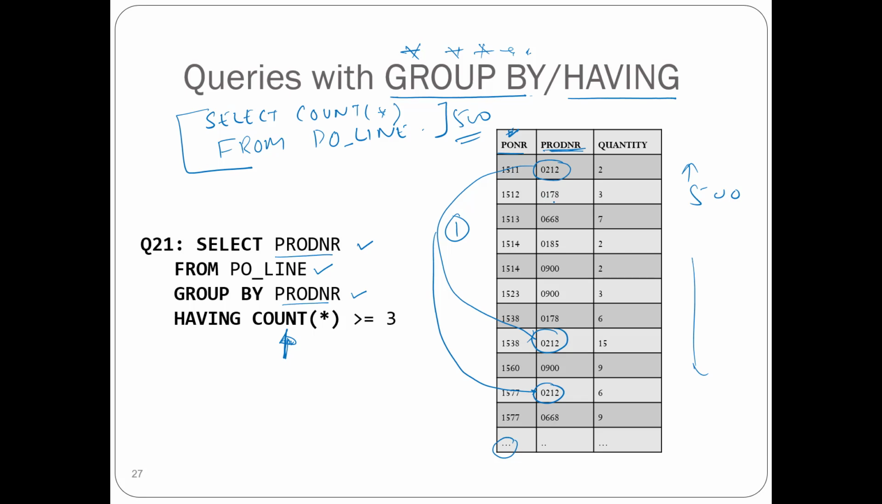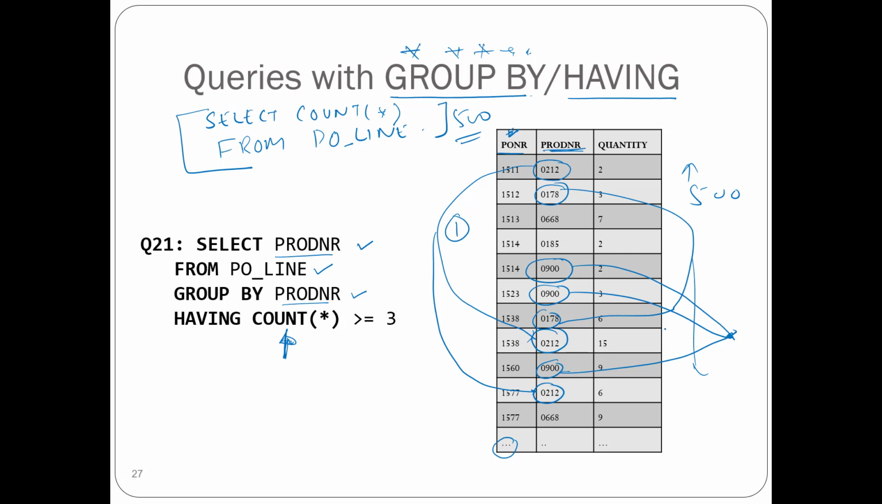Similarly, you would look for 0178. 0178 has only, okay, it has two values, right? 0178, 0178. It is your second group. Similarly, you will be able to find a group with 0900. Okay, this is group 3. So that's precisely what we will do. For each product number, we'll form a grouping. And after this grouping is done, the aggregate function is now applied on these individual groups.